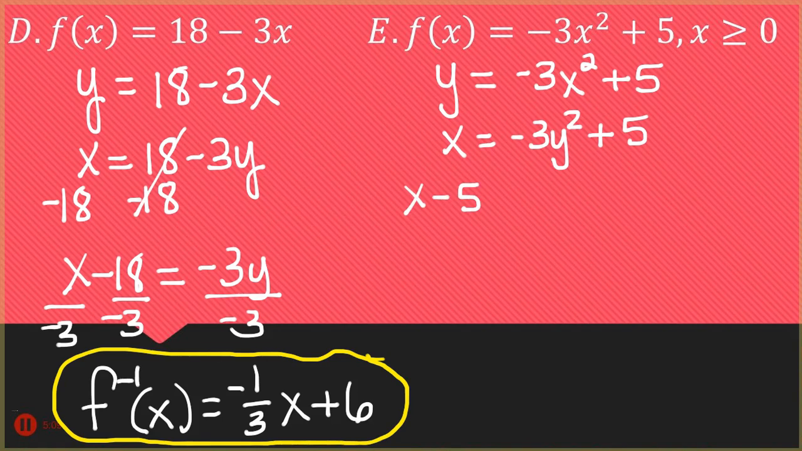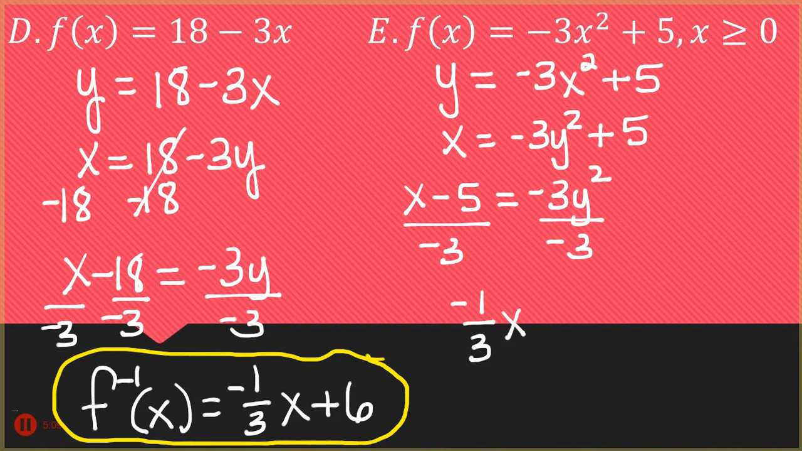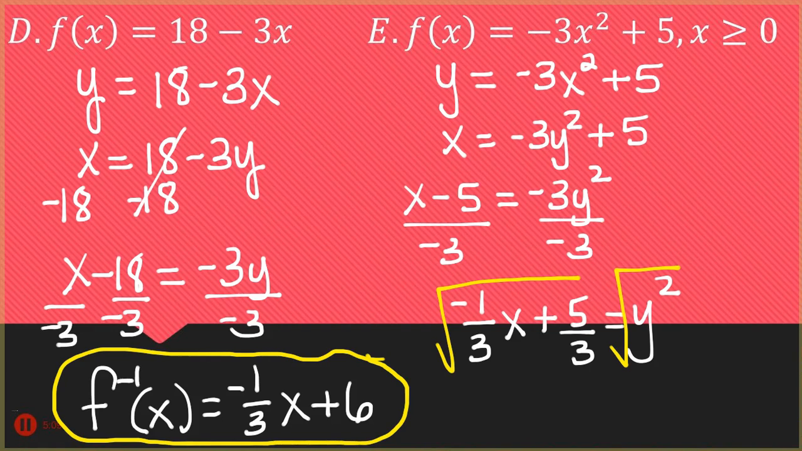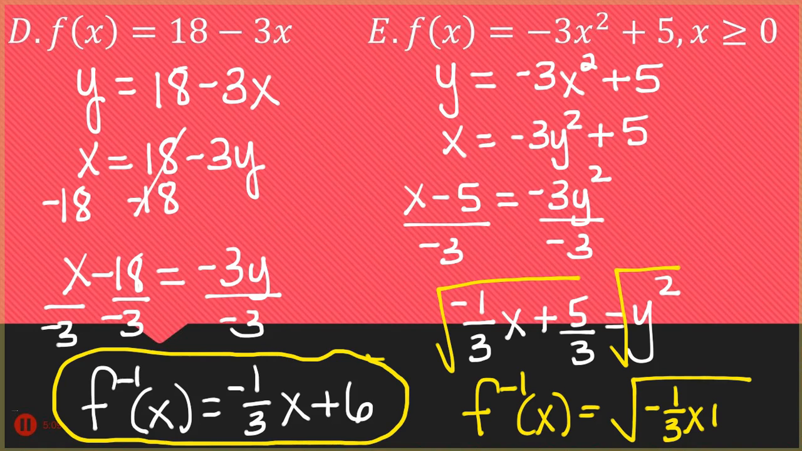Subtract the 5, divide by -3, and again I'm going to write that simplified, -1/3 x plus 5/3 equals y squared, and then our last step is to take the square root. So my inverse function will be f inverse of x equals the square root of -1/3 x plus 5/3.